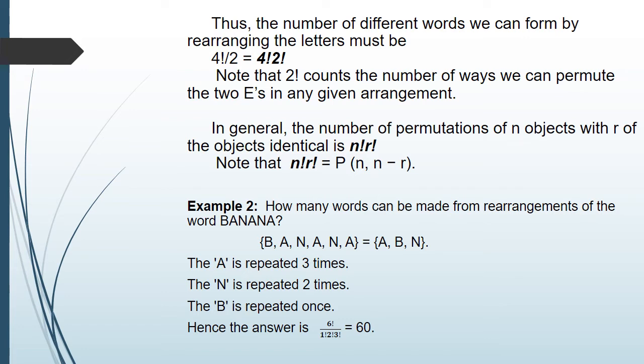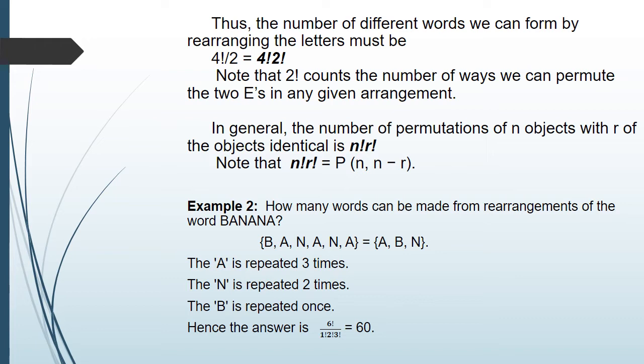Thus, the number of different words we can form by rearranging the letters must be 4 factorial divided by 2 factorial. Note that 2 factorial counts the number of ways we can permute the 2 A's in any given arrangement. In general, the number of permutations of n objects with r of the objects identical is n factorial divided by r factorial.